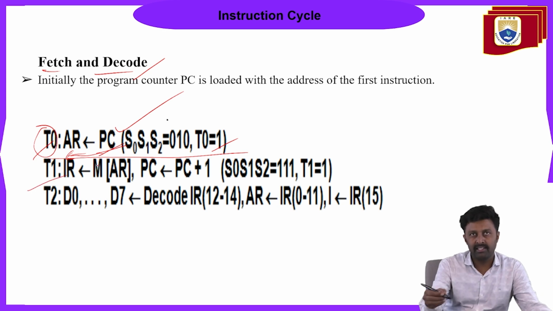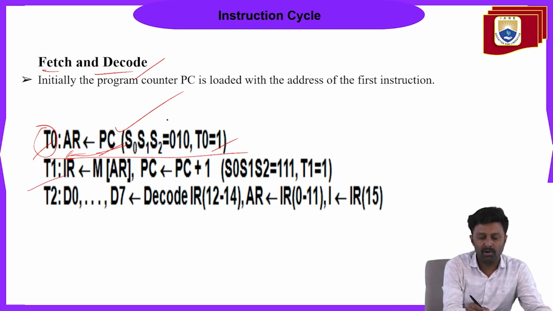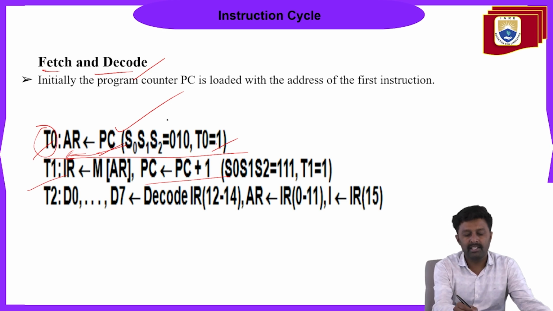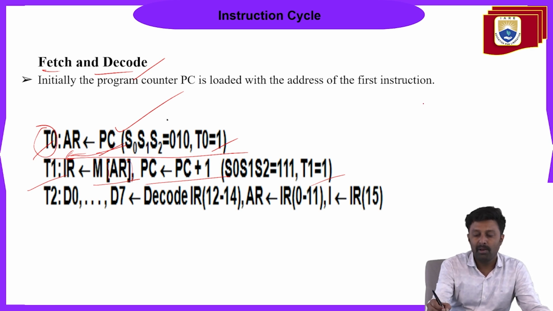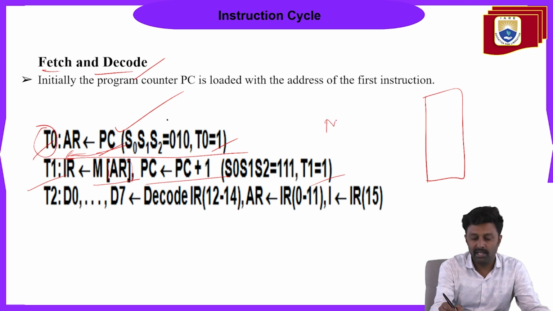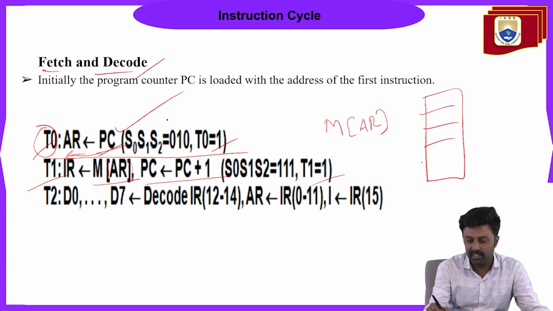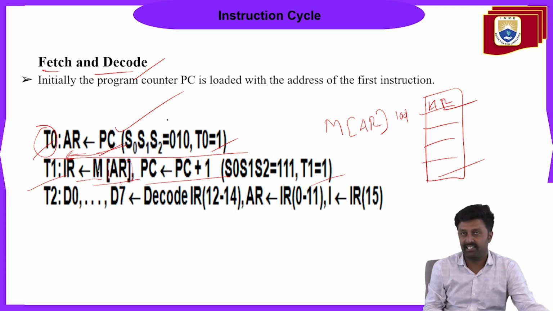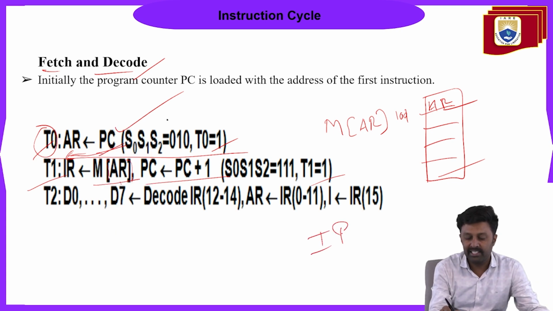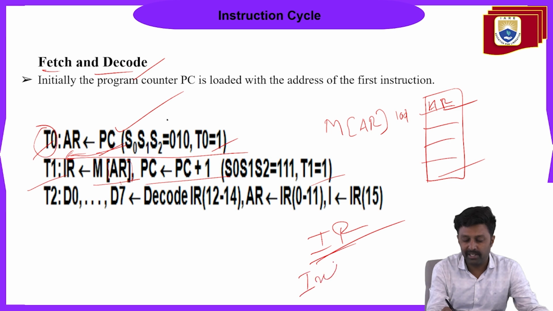At the time cycle T1, the next cycle, what will happen is the program counter will be incremented by 1. Here T1 will be 1. Here again M[AR], the address register is used to access some memory location. The meaning of this M bracket AR is that this is our memory, and at a particular location in the memory, the content addressed by the address register is read. That content is moved into the instruction register. So what is the instruction register? The instruction register holds the instruction to be executed.